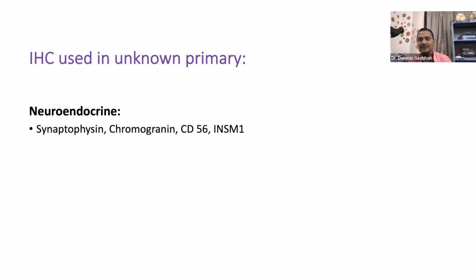Which is the commonest site of neuroendocrine tumor? Can you tell where neuroendocrine tumors are very common? Where the neuroendocrine cells are maximally located? In the lungs and in the gastrointestinal tract. So these are two sites where you commonly have neuroendocrine tumors.